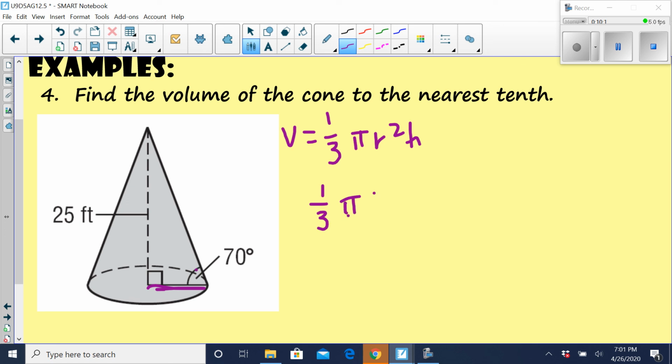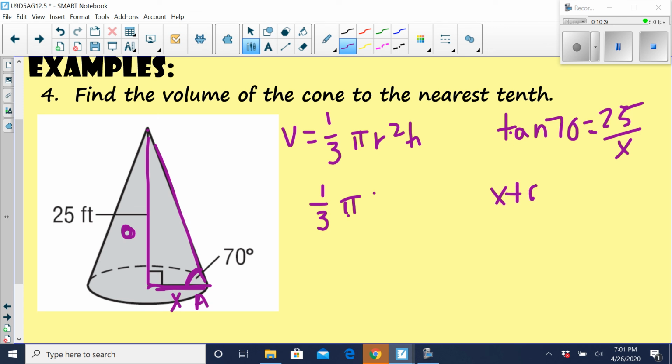They give me this 70-degree angle. I want to find this side down here, okay? It's a right triangle. I'm going to use my trig functions. So from this angle, I label my sides as opposite and adjacent. Can you guess which trig function we're going to use? We're going to use tangent. So tangent of 70 is equal to 25 over x. And when I cross multiply, I get x times the tangent of 70 equal to 25.